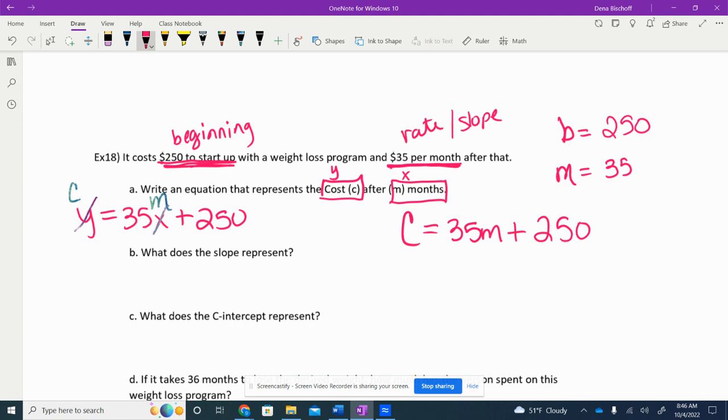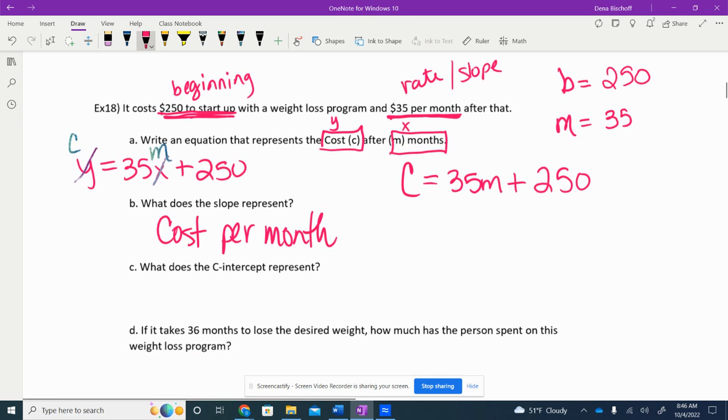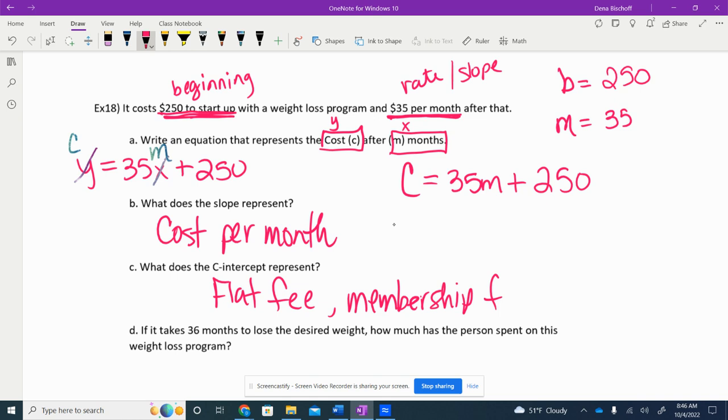Say it again, Macy. Yeah, the cost per month. What does the C-intercept represent? Yeah, it's your flat fee. It's your beginning cost. Maybe it's the membership fee, right? Like you might pay a membership fee at a country club, but you still got to pay every time you golf. You're just a member plus your golf fees, right?